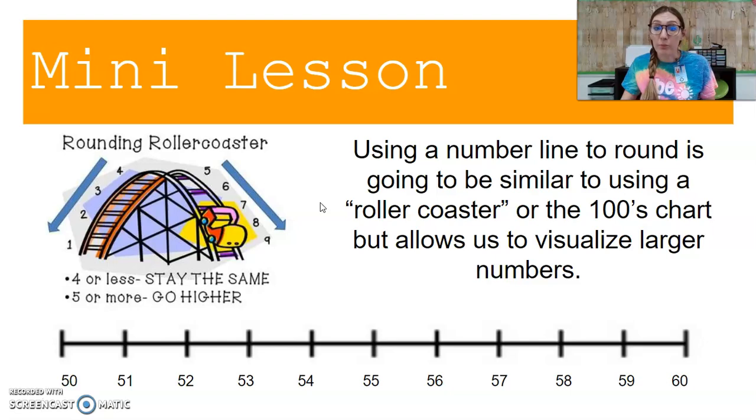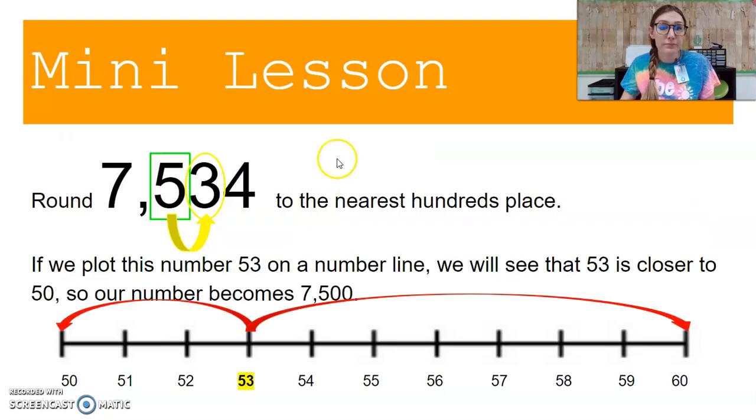So really quickly, when using a number line to round, it's going to be very similar to using a roller coaster or hundreds chart, but allows us to visualize larger numbers. Because now that we're in 4th grade, our numbers are getting really big. So if we plot this number, we're rounding to the hundreds place, right?